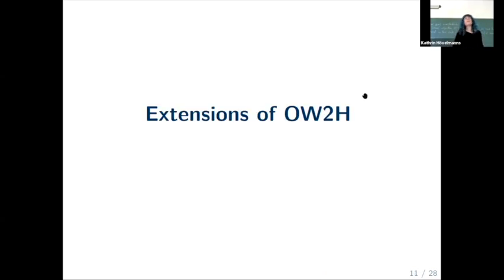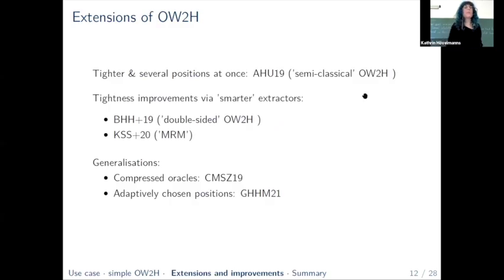And this is why there has been a lot of work on extending one-way to hiding to achieve tighter bounds or to generalize the scenario, some of which I will present to you for the next few minutes. So the first interesting result I want to explain in a bit more detail is the one by Ambainis et al. That's called semi-classical one-way to hiding, where we get a tighter bound in certain scenarios and are also allowed to reprogram on several positions.